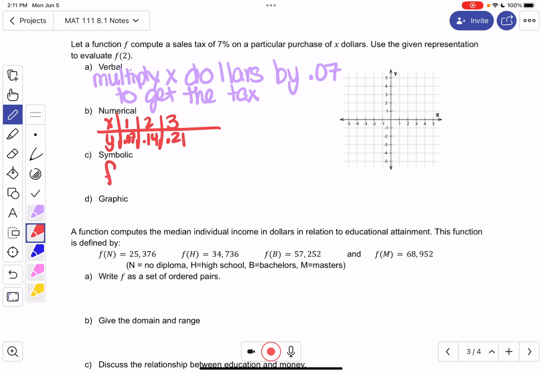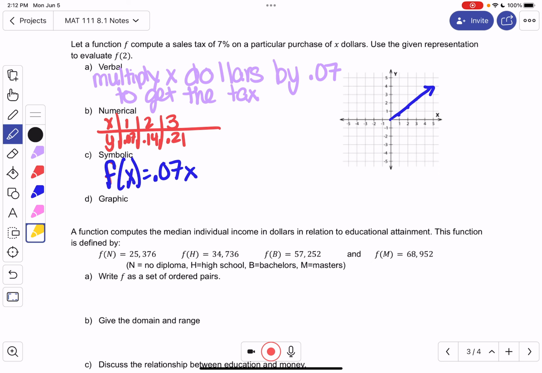Symbolic would be our equation. So we're saying 0.07 times the money. And then the graphical, if we go over here and plot the points, we have (1, 0.07), (2, 0.14), (3, 0.21), and it's just going to be a straight line that goes up like that. Now we have our 4 representations. The question is to evaluate for f of 2. So looking right at this table, we already have that answer.